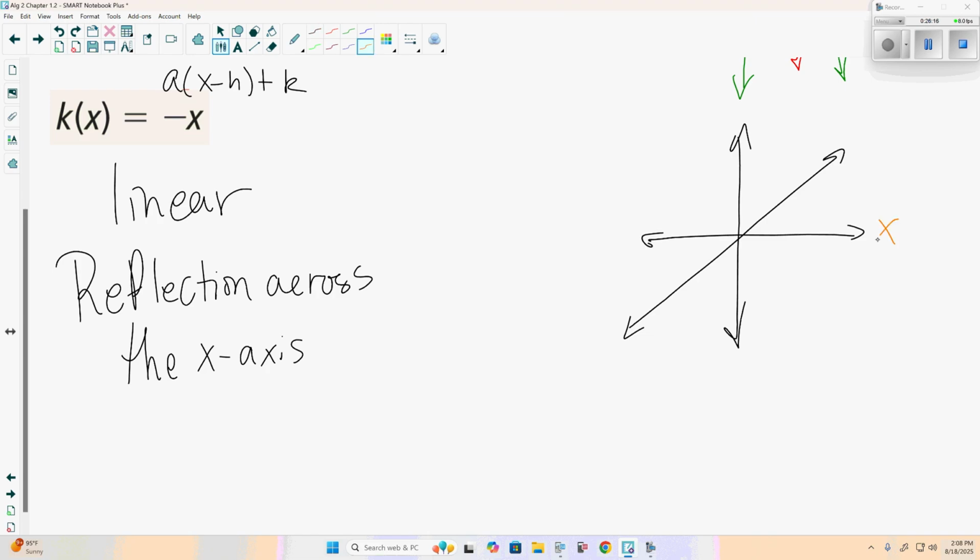So our x-axis is here, which means all of these points that are above it are going to now be below it. All these points that are below it are now going to be that same distance above it, because we're just flipping it across that x-axis. So instead of increasing from left to right, it's now going to be decreasing from left to right.